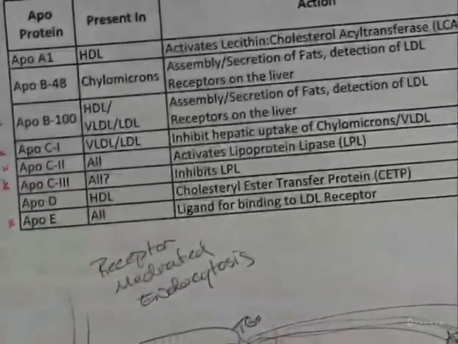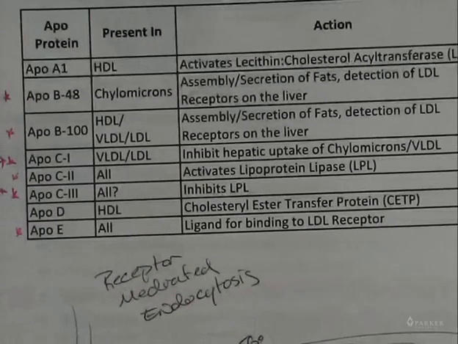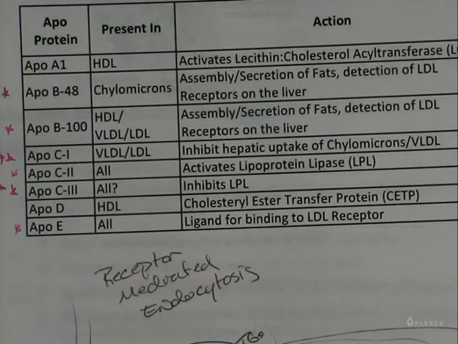Now we're going to look at ApoC3 and ApoC1. ApoC1 inhibits hepatic uptake of chylomicrons and VLDL. ApoC1 inhibits hepatic uptake. What does that mean? It stops receptor-mediated endocytosis. ApoC3 inhibits LPL. It stops them from dropping off fat. You want to know the definition. You got to know the definition for those in case he asks you that. ApoC1 stops hepatic uptake. It stops receptor-mediated endocytosis. ApoC3 inhibits LPL. We're not going to talk about these guys much because there's not really much to talk about.